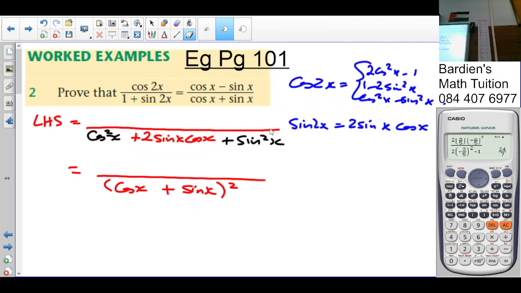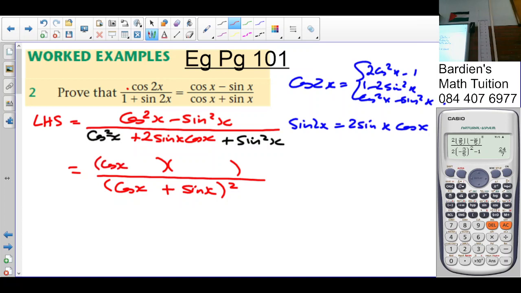Let's look at the numerator here. Which one of the three do you think we're going to choose there? Cos squared x minus sin squared x. Why? So that you can apply the difference of two squares, which will be what? What will this be? Cos x plus sin x, cos x minus sin x. Now what?